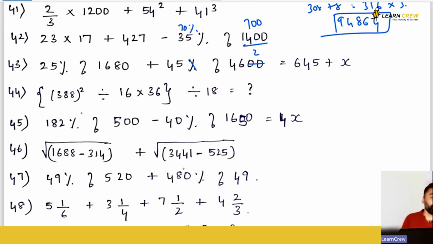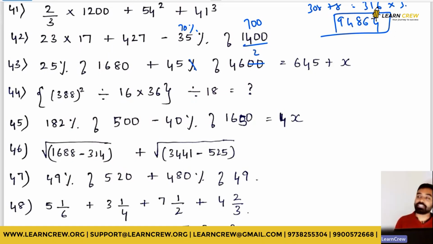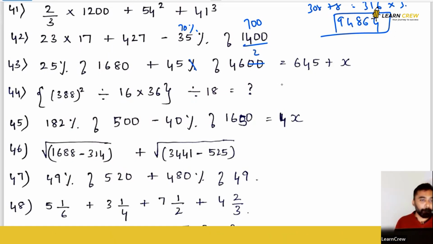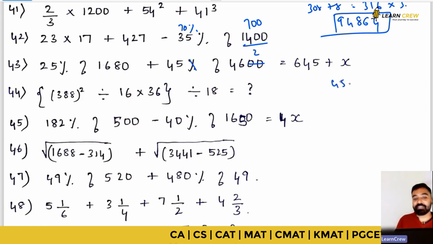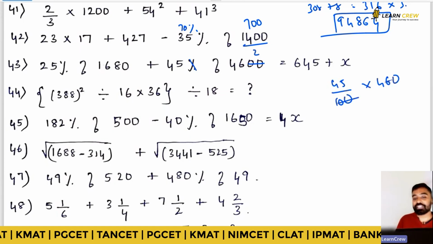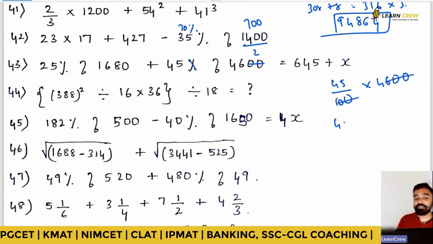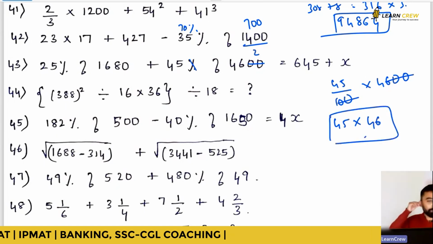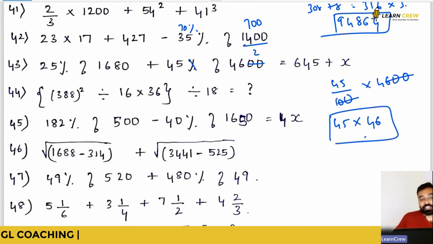Okay. This one: 388 square. So for 45 and 46, how do we make it easy? See here. 45% is nothing but 45 divided by 100 into 4600. So these two zeros cancel with these two zeros, and it ends with 45 into 46. Else you can do 90% of 2300. Everything is going to give you the same answer. Whichever is easier to multiply for you, do that.